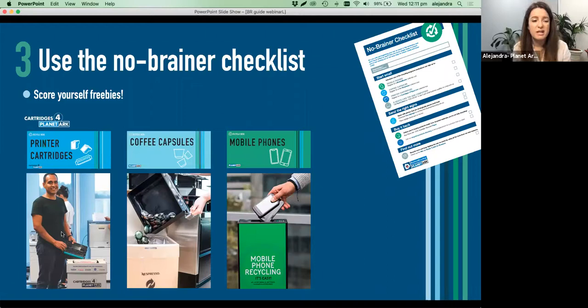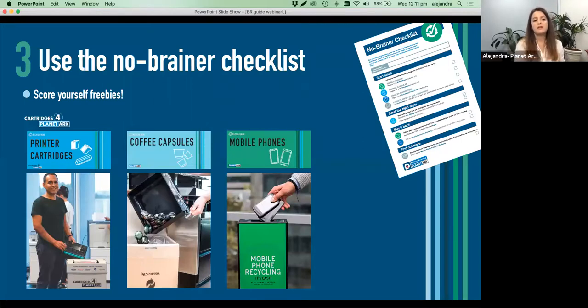Ideally, with the printer cartridges, it's a good idea to have that right next to the printer itself. Coffee capsules could be a good alternative for a hotel or an events venue, for instance. And mobile phones, even though that is probably not something that you generate a big amount of, it's a service that you can provide to your employees as well as your customers.